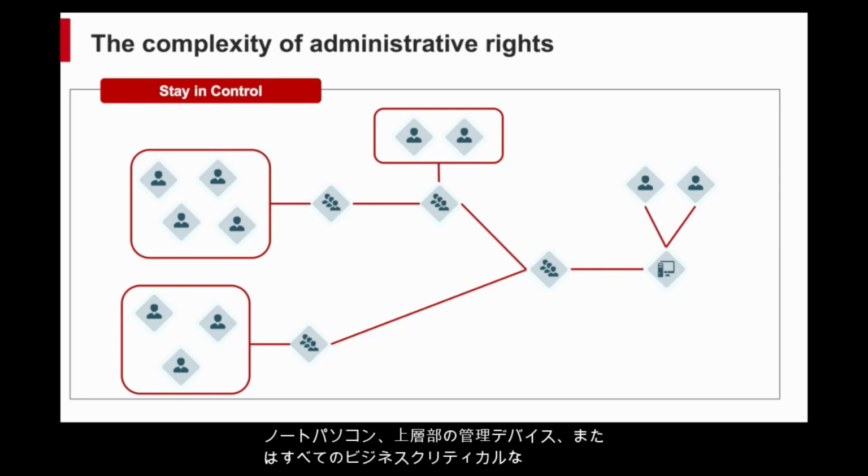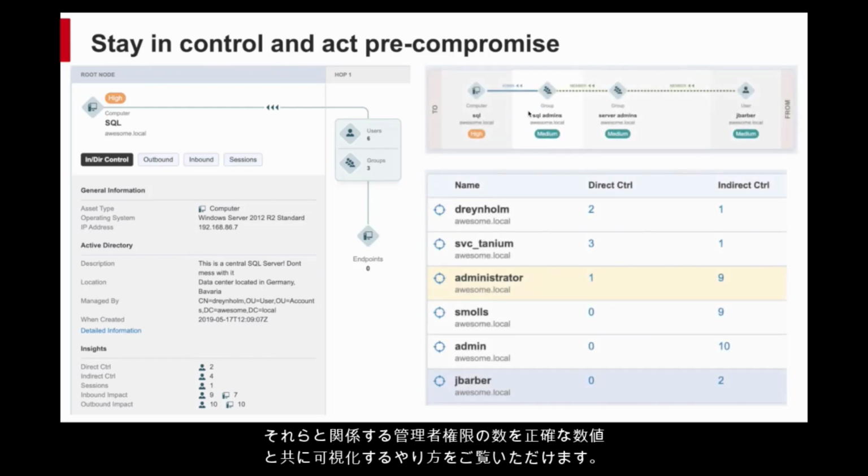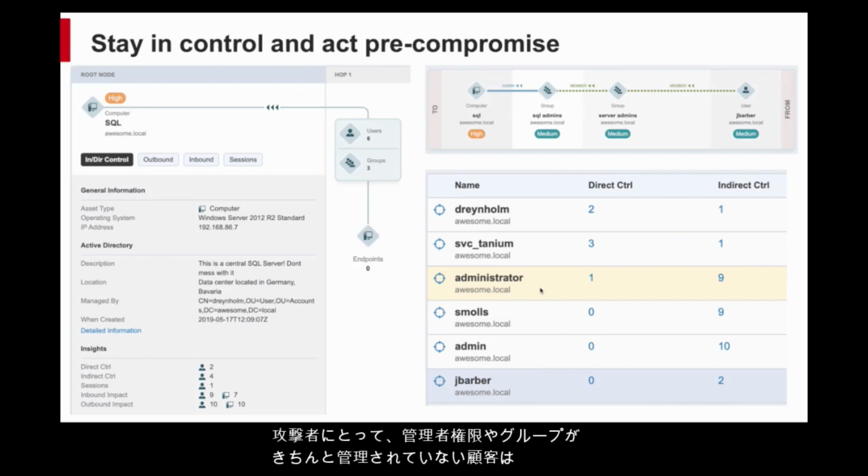Just ask your customer how many accounts currently have admin rights to their laptops, to their upper management devices, or business critical systems. Without going all too much into the details here, this is our clean way to give you exact numbers about administrative rights and additional context around an endpoint. How we show complex nested group memberships and individual administrative rights.